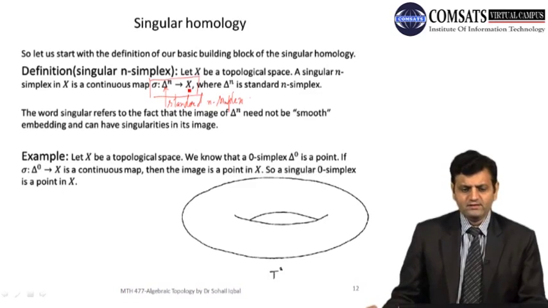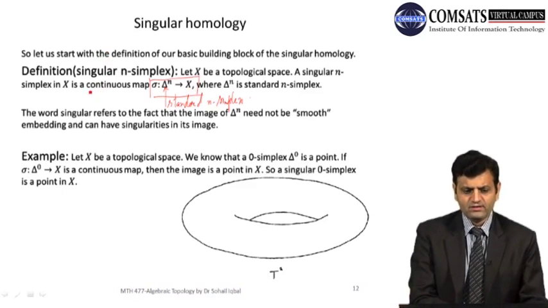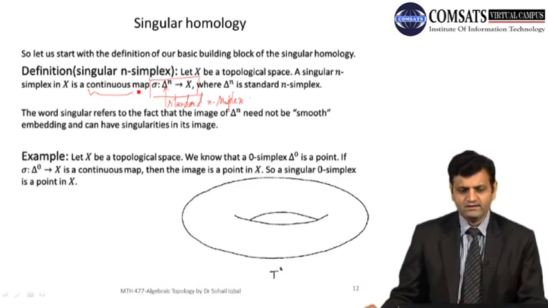So why is this called singular? Because we just imposed the condition of continuity, and it may or may not be smooth. In other words, the image of the standard n simplex inside the topological space X could be very, very singular as well, because we haven't imposed the condition of smoothness, we just imposed the condition of continuity. So the continuous image of the standard n simplex could be of any shape.